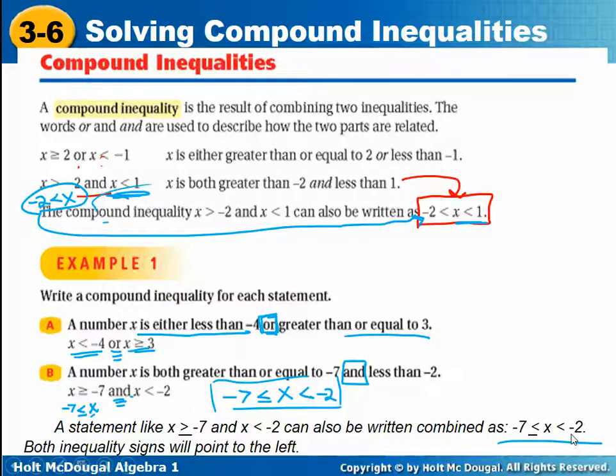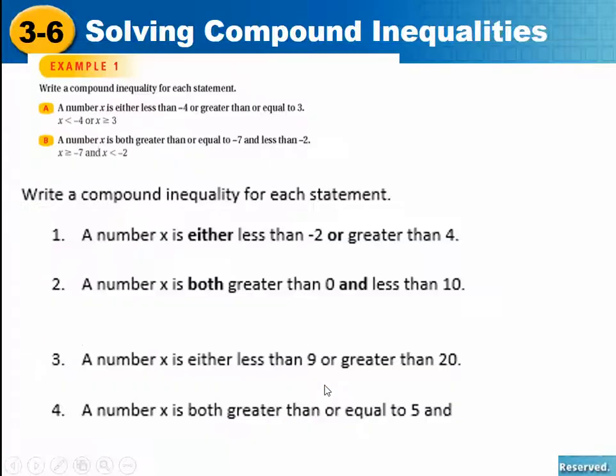Now notice that both of those inequality signs are pointing the same way. That's how you have a good indication that you did this one correctly. We can graph these too and we'll look at that next. Okay, here's some examples from your worksheet. I'm just going to write this one the way we finished it up. So this would be -7 is less than or equal to x is less than or equal to -2. That's our and statement. Our ors will stay as two separate things.